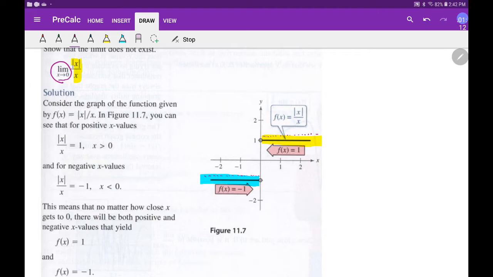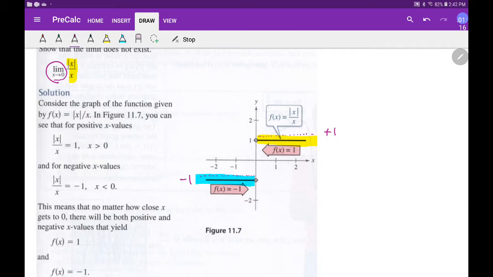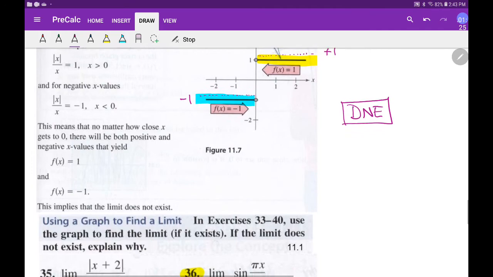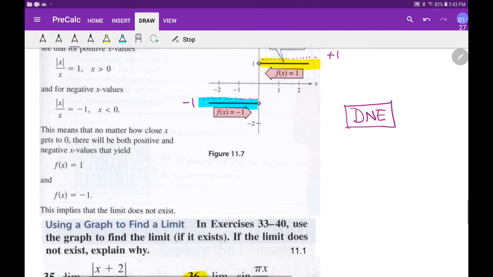But it's definitely different. From the right, it's positive 1, and from the left, it's negative 1. So we are going to write DNE, does not exist. The limit does not exist because it has to be the same from both sides.